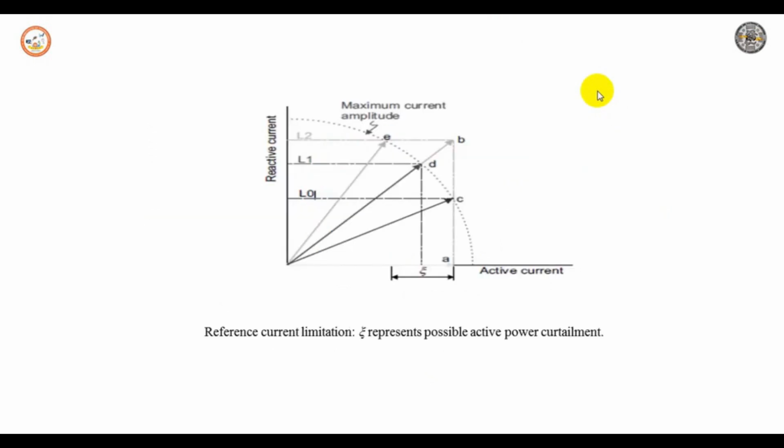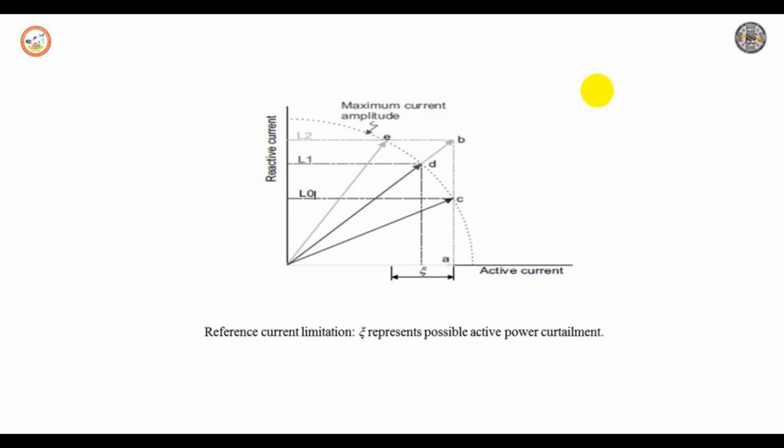Consider a graph which shows the reference of current limitation, where zeta represents the possible active power for curtailment. Assuming that the energy produced by this DG unit is allowed to reduce by a value of zeta, two current limitation algorithms are referred to, that is L1 and L2. So in the figure, with L1, the reactive current reference is limited in such a way as to reduce the injected current amplitude and to maintain the current vector angle.